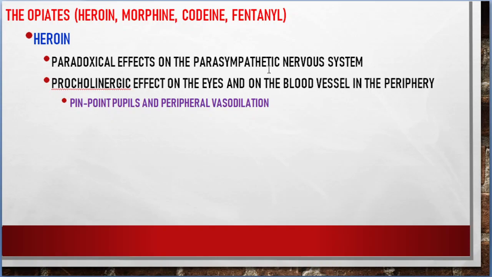Remember, parasympathetic uses your cholinergic effects. So that's why it has effects on your eyes, on your blood vessels, causing pinpoint pupils and peripheral vasodilation. That's why heroin has a parasympathetic response.